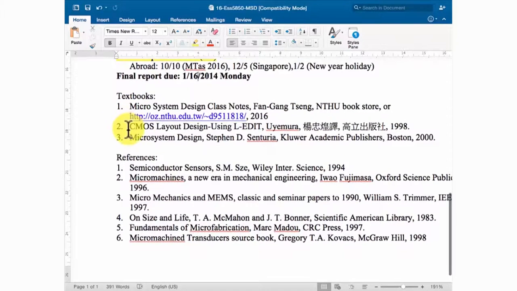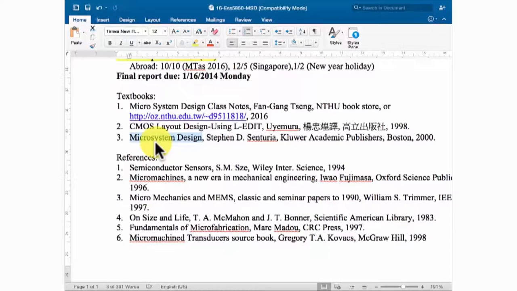The second one will be the CMOS layout design. We will use this after the first midterm, when we start to teach you the design of the micromachining process. We will start to learn how to do the design in CMOS layout, because in the homework you will find not only micro sensors; we will combine a little bit of circuitry into the sensor.